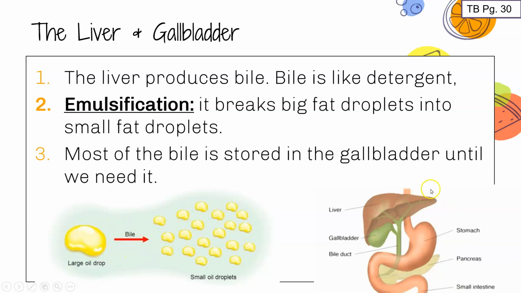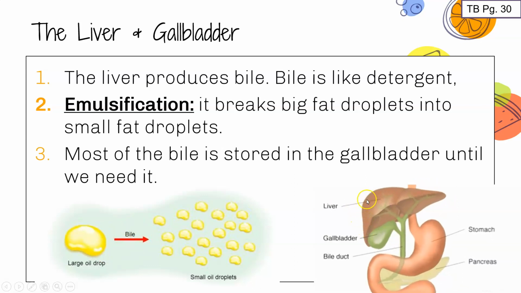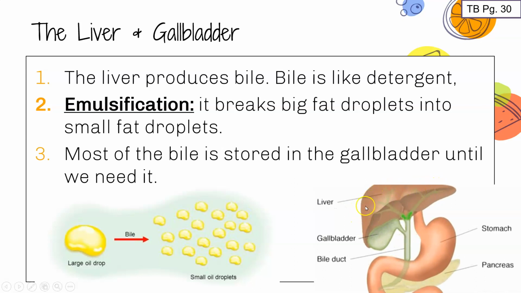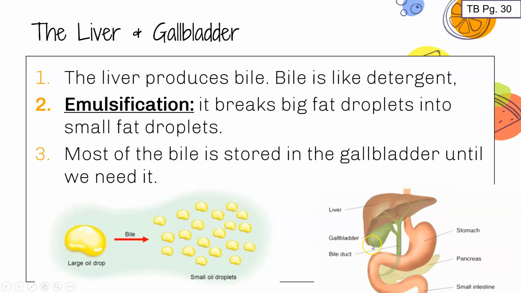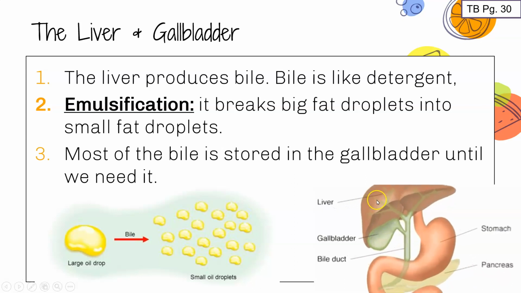So the liver is the organ which produces bile. But where is the bile stored? The bile is stored in the gallbladder. So in this animation over here, you can see that the liver is producing the bile. Most of the bile is stored in the gallbladder. Some is released into the small intestine.